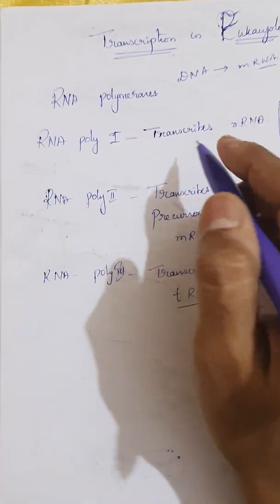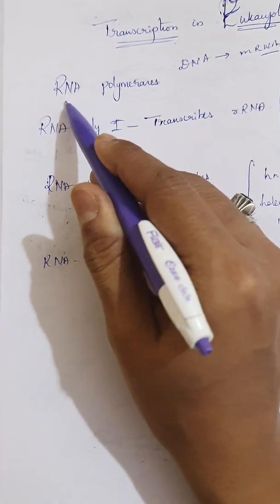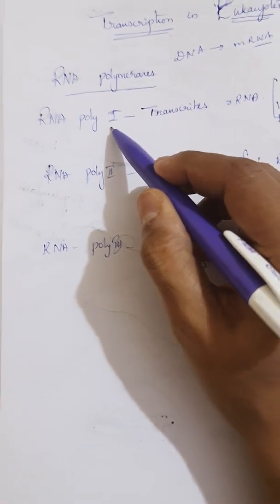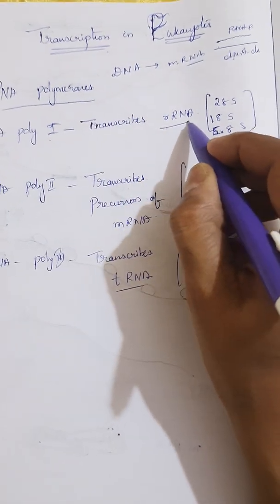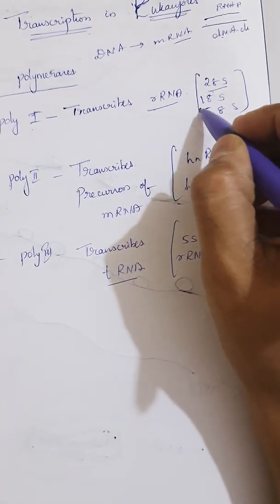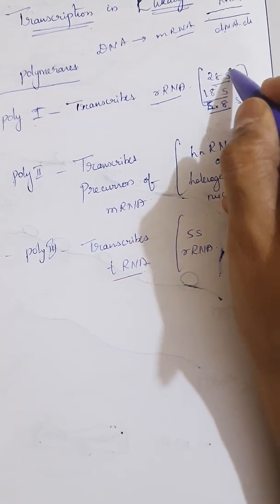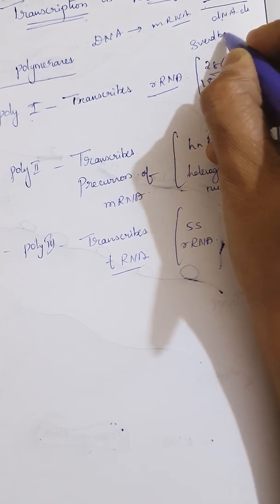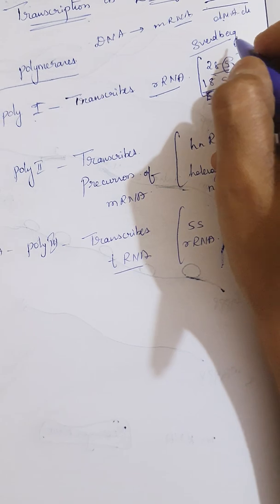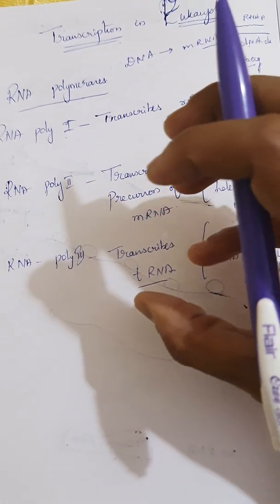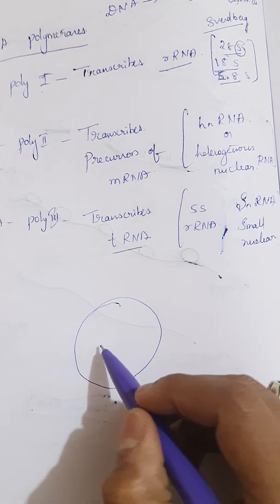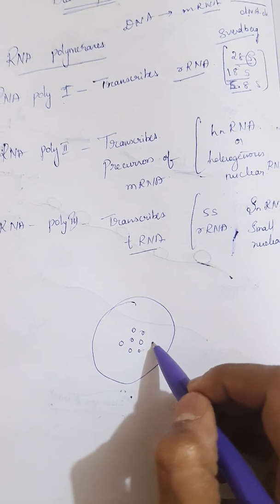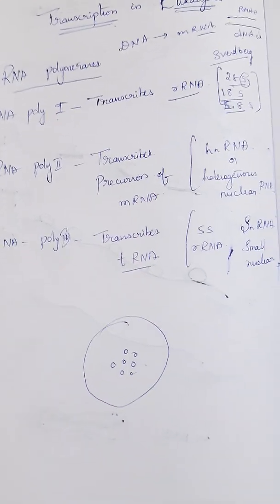Now let's look at the three important types of RNA polymerase enzymes. The first one is polymerase 1, which transcribes the ribosomal RNA, that is 28S and also 18S and also 5.8S. What is meant by S? S stands for Svedberg constant, named after the scientist who gave it. We call it Svedberg, meaning sedimentation coefficient. If a cell is there, how much of the ribosome is sedimented in the cell is considered as the sedimentation coefficient.